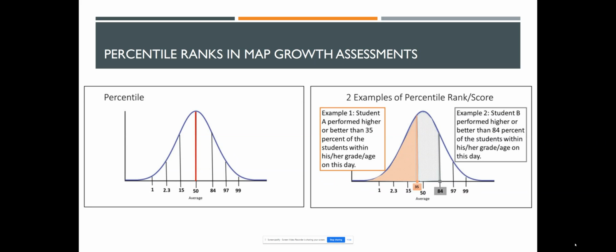So we're looking at the bell curve on the right, dividing it in half. That is the 50th percentile. 50 is average. Moving to the left, percentiles get lower. Moving to the right, they get higher. Let's look at two concrete examples on the right-hand side. So for example, your child receives a percentile rank of 35. It means that they performed higher or better than 35% of the students in their grade level. Another example is if your child's percentile rank was 84. Then you would have performed higher than 84% of the students within this grade level.